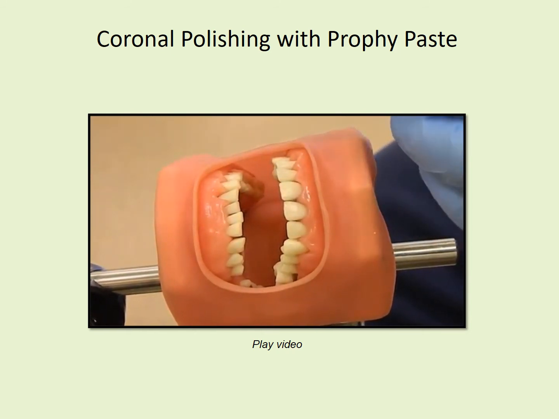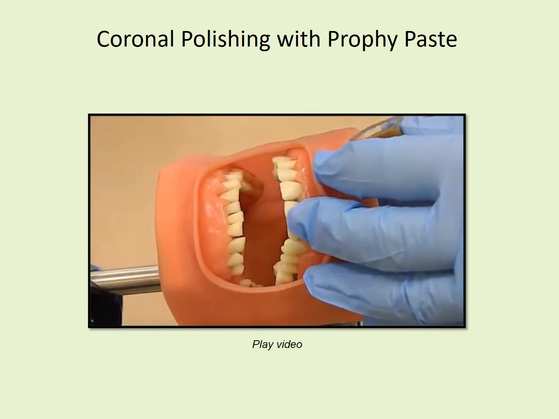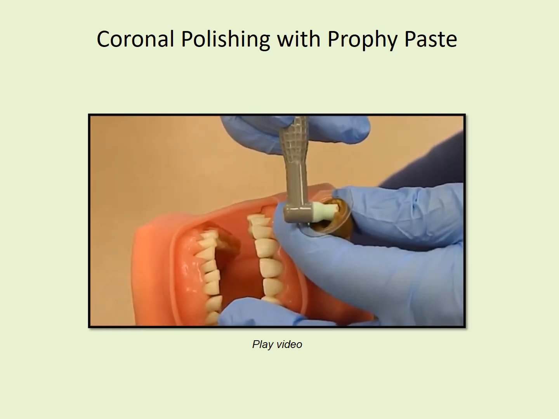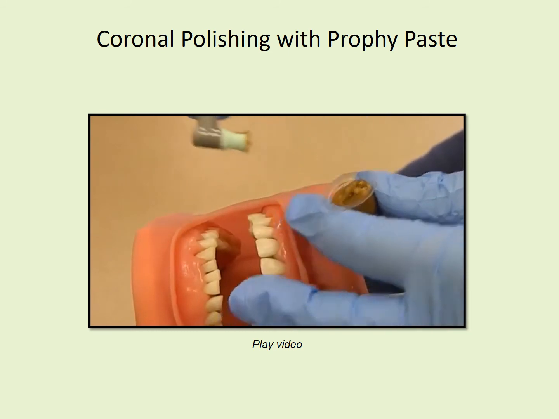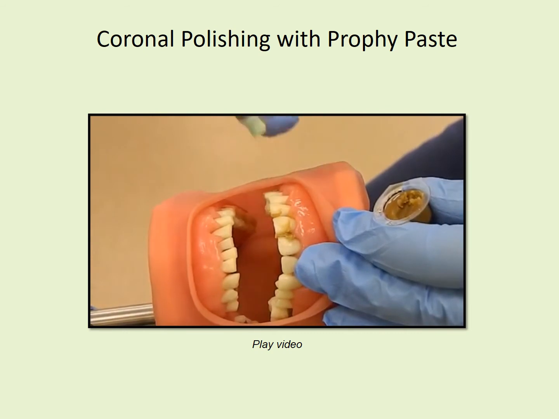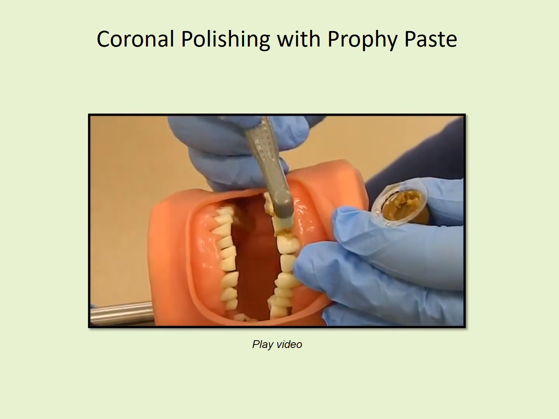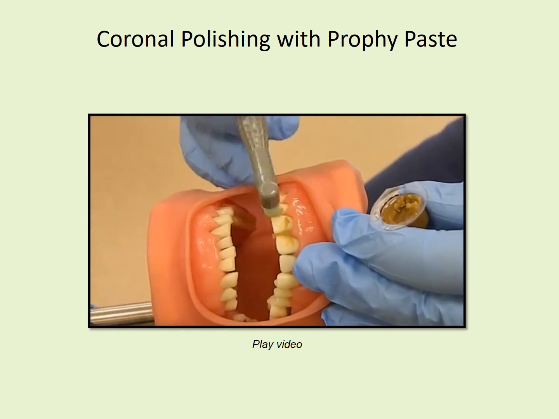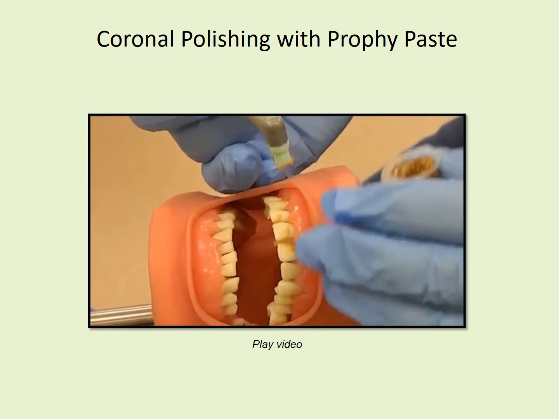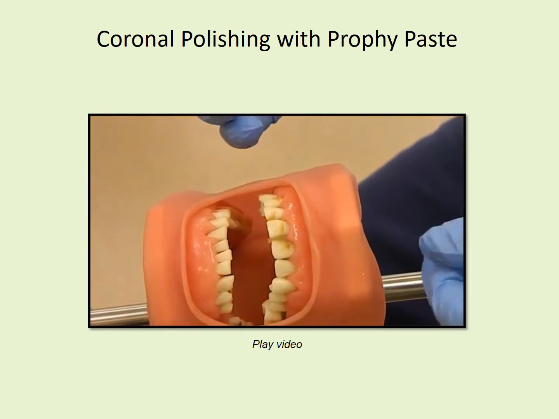Okay, so before you start polishing, you want to apply the prophy paste. So we're going to gather some in the cup and kind of just smear it over 3 or 4 teeth. Just like that. So we're going to start with a technique. We're going to go down the center and then do side and side.